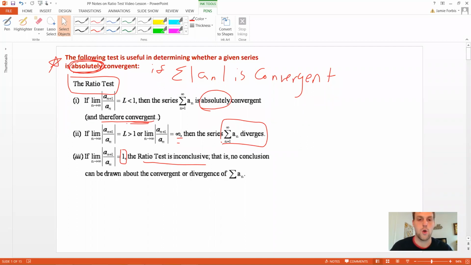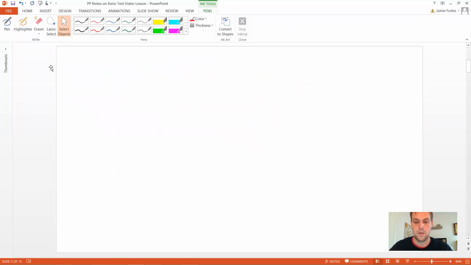So if we can take the absolute value of a series and it's convergent, then that's considered to be absolutely convergent. So if you take the absolute value of something that's alternating, for instance, and it's convergent, then it's going to be convergent for the absolute value as well. Let me show you with an example. Y'all let me know when I can move on. I'm good. Okay.